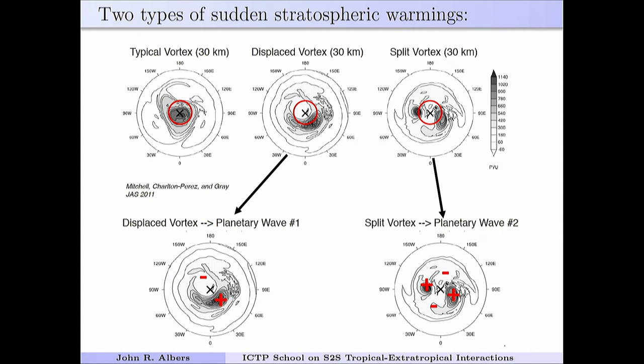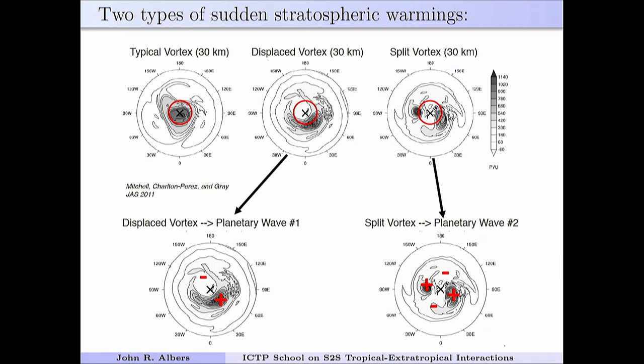On the left here, I've shown kind of what a typical vortex looks like. It's largely centered over the pole. It's pretty circular. And then the center and the right are two examples of what a sudden warming looks like. And we call them two kinds. One is a displacement. And that's because we essentially just take the vortex and push it off the pole.